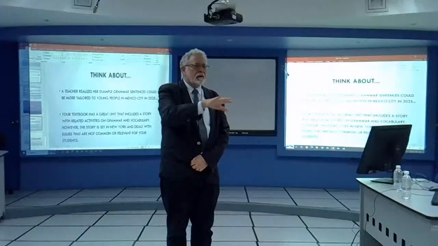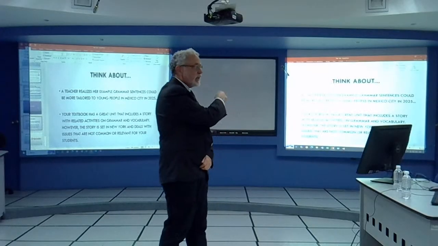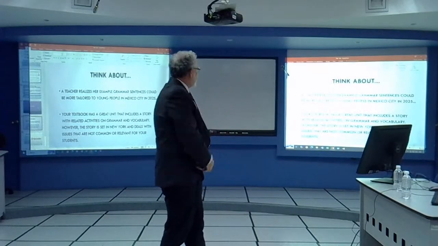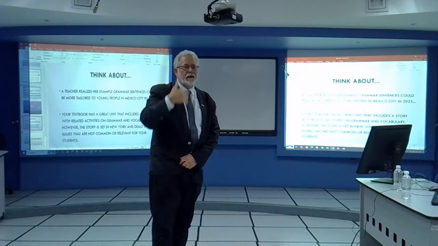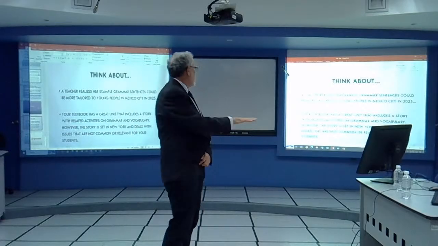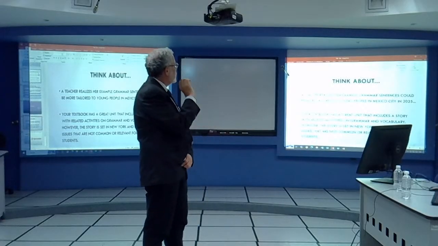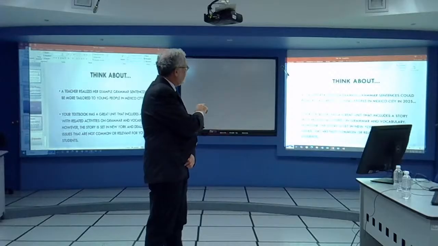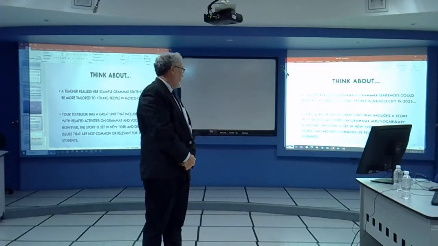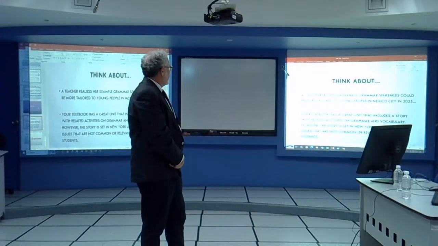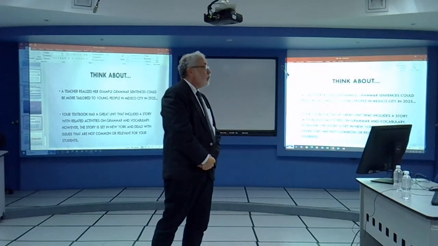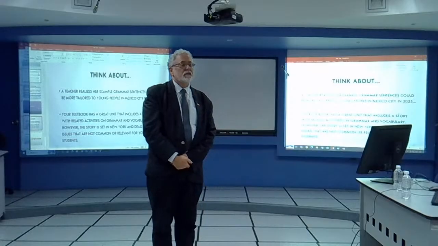Are there any others? Because maybe we can take a look at the second one, which is your textbook. And again, I'm thinking of textbooks that are general, for general audiences. The textbook has a great unit that includes a story with related activities on grammar and vocabulary. However, the story is set in New York City and deals with issues that are not common or relevant for your students. What could you do with that with AI?